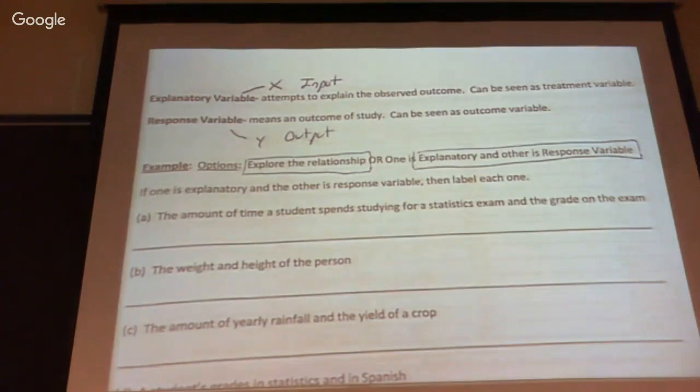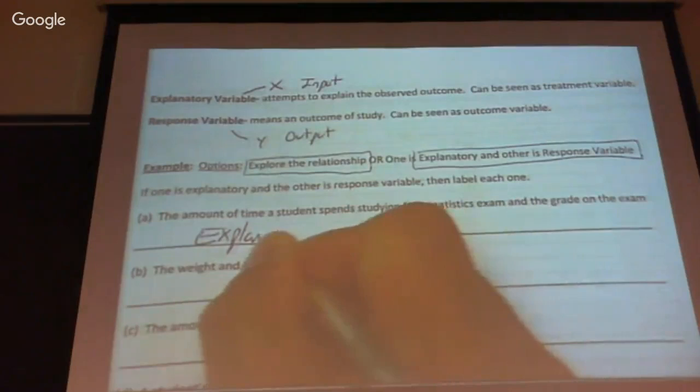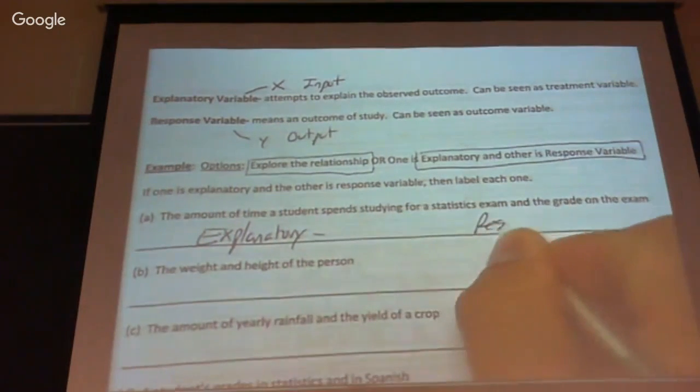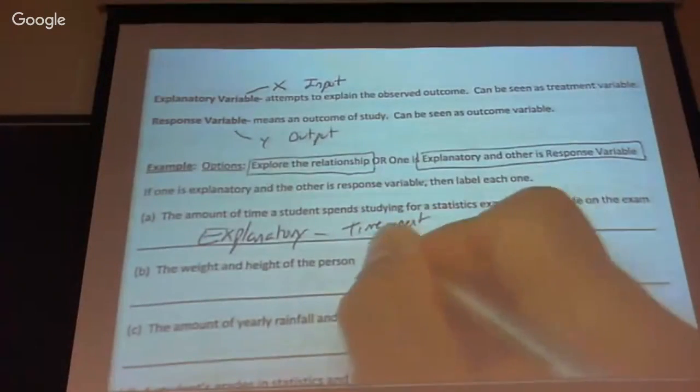So I'll do the first one with you. The amount of time a student spends studying for a statistics exam and the grade on the exam. How much time you spend studying and the grade on the exam. Do you think there's no relationship, so explore the relationship, or do you think it's explanatory response? Good. As soon as you decide it's explanatory response, then you have to decide which one is which. So which one is explanatory? Good. Time spent studying.